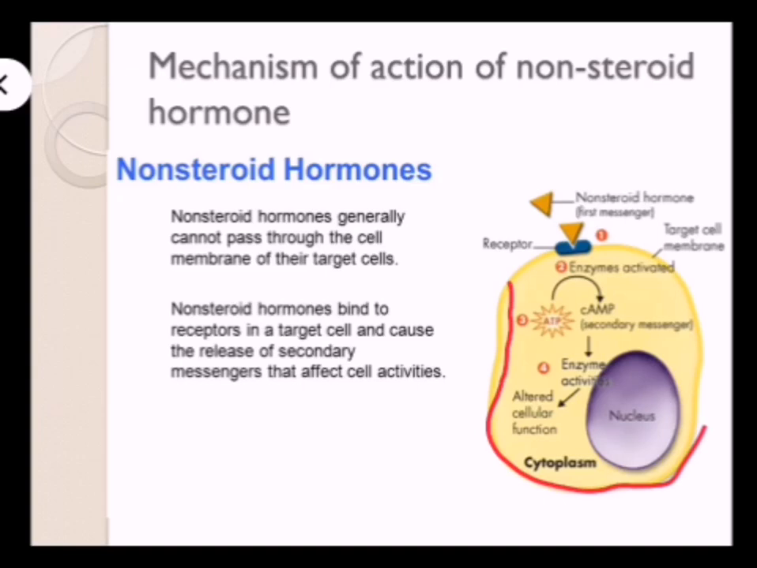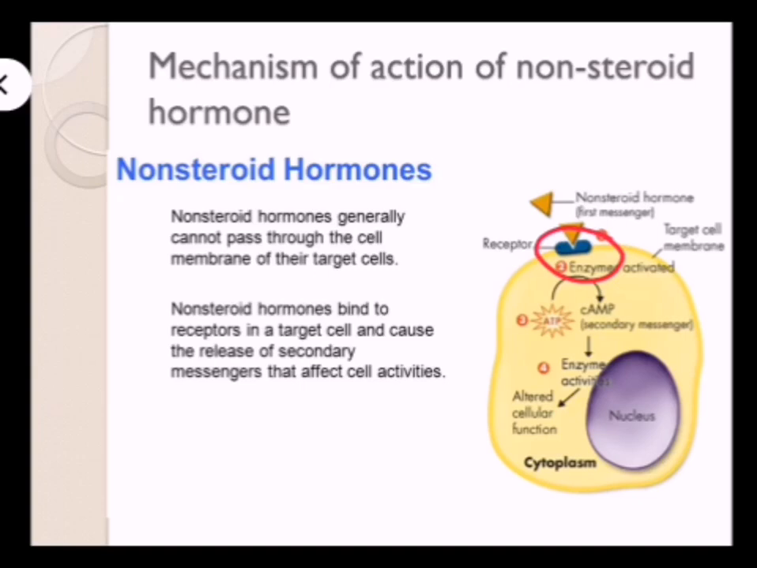Because of that, the non-steroid hormones, which are usually made up of amino acids, cannot cross the phospholipid bilayer of the cell membrane. Because of that, those hormones have receptors that are found on the cell membrane. So all non-steroid hormones bind to specific receptors on specific target cells, and those receptors are found on the cell membrane and not internally inside the cell.